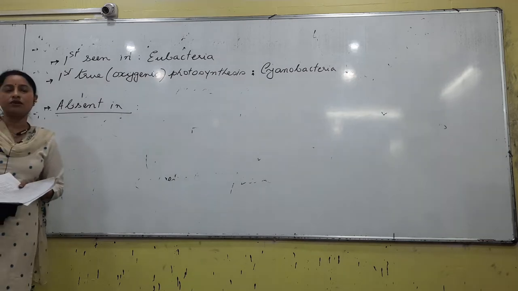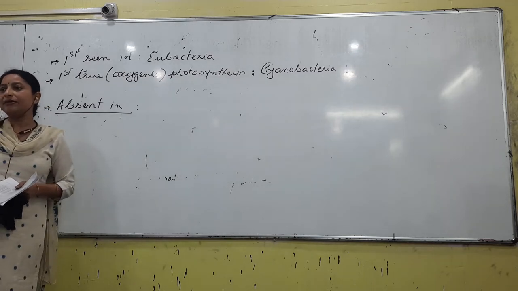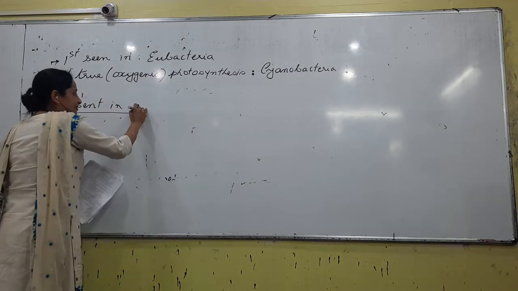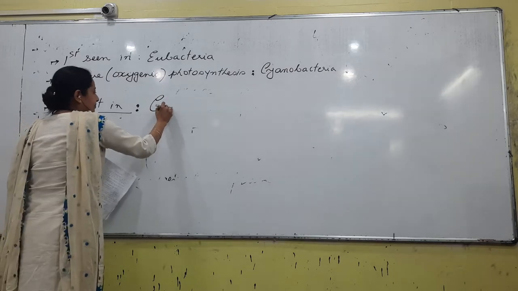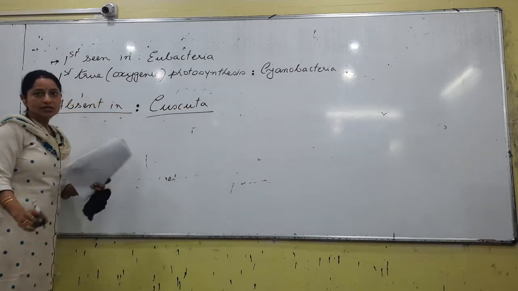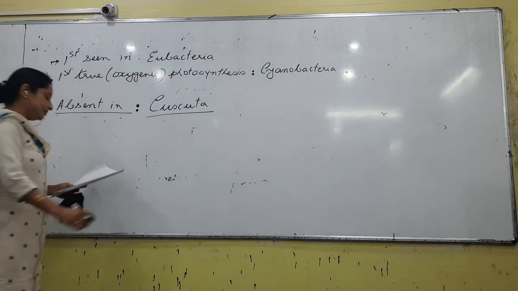Remember, we have talked about certain structures called mycelium, right? Hyphae form mycelium, thread-like structures, almost the same as the plants. And then Cuscuta. What is Cuscuta? A parasite, total stem parasite.